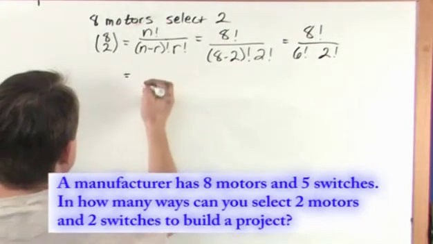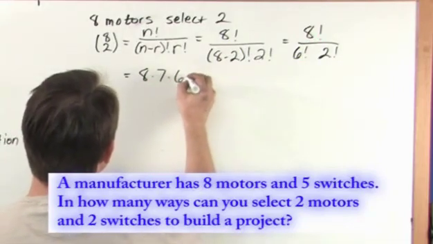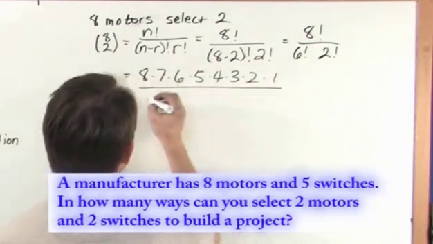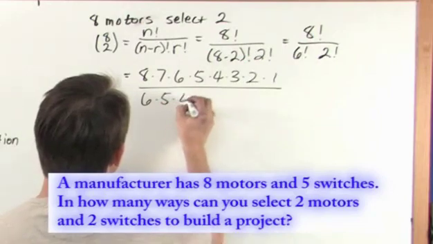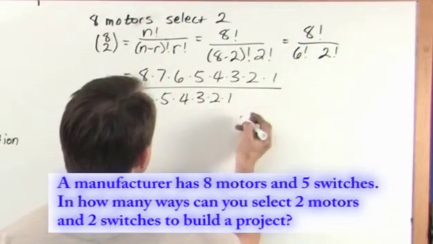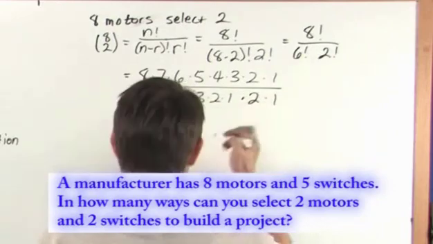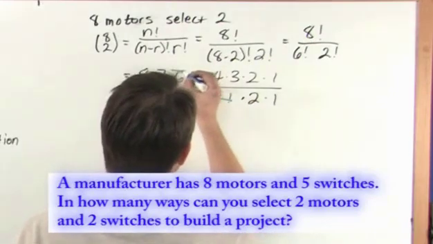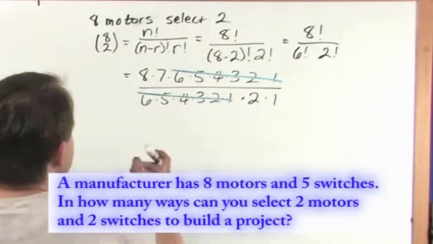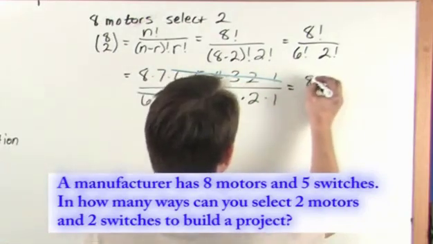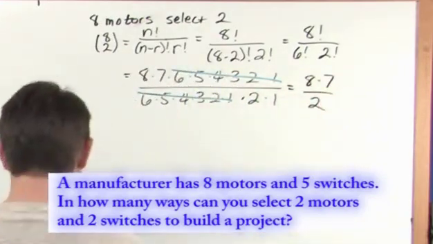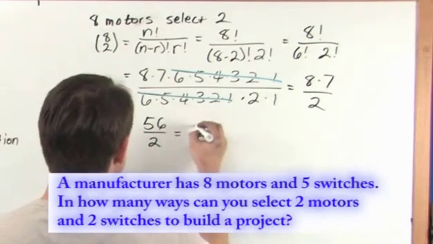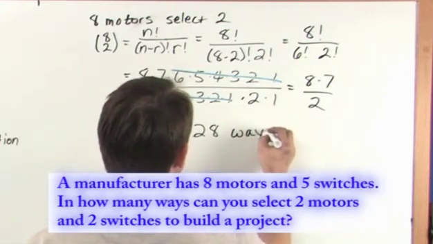On the top, again, you're going to have 8 times 7 times 6 times 5 times 4 times 3 times 2 times 1. And on the bottom, 6 factorial, you have 6 times 5 times 4 times 3 times 2 times 1, and then you still have your 2 factorial, so 2 times 1. I didn't have to write all of it out, but the 6, 5, 4, 3, 2, 1 is going to cancel with the 6, 5, 4, 3, 2, 1. So really what you're left with is 8 times 7 over 2 times 1. 8 times 7 is 56, over 2, which is 28 ways or combinations.